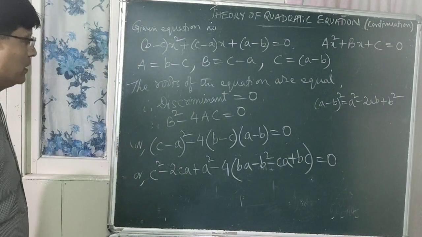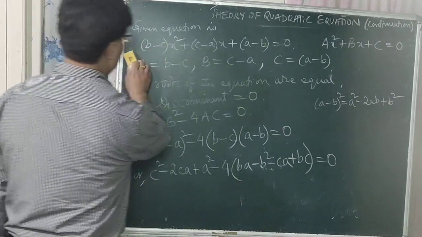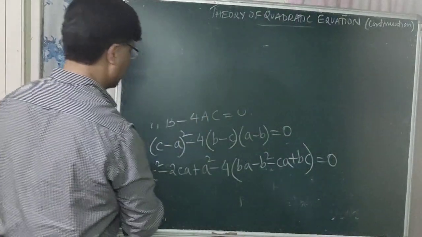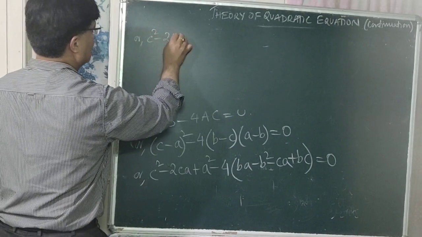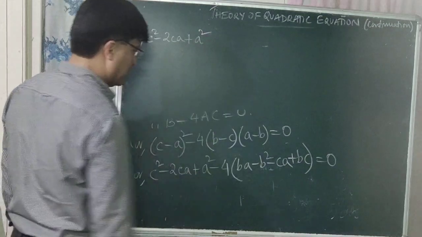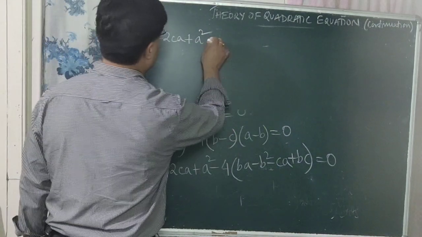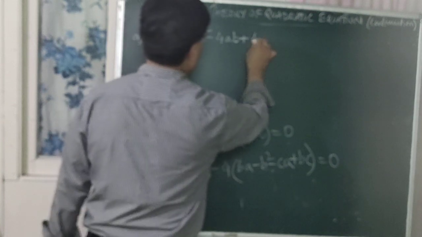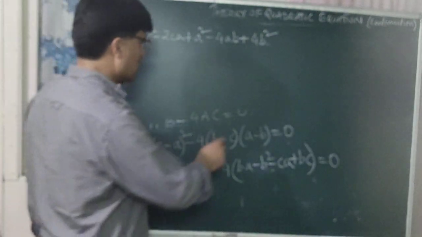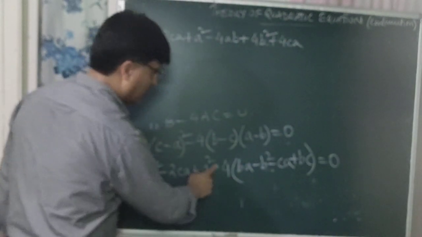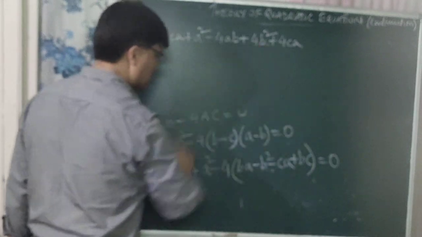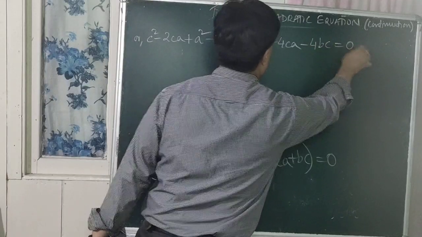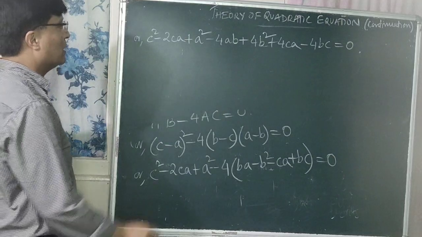So now let us simplify it again. c square minus 2ca plus a square. Now let us multiply them: minus 4ab, plus 4b square, plus 4ca, minus 4bc, which is equal to 0. Okay. Now let us simplify it.